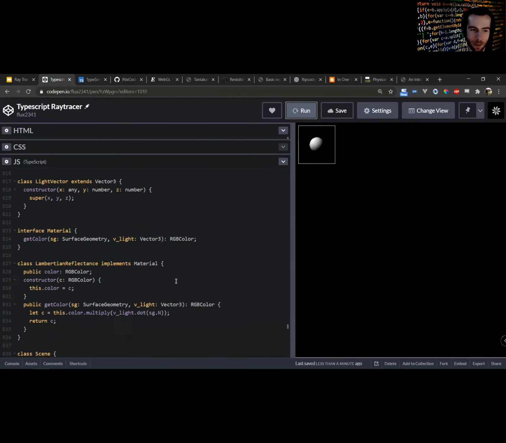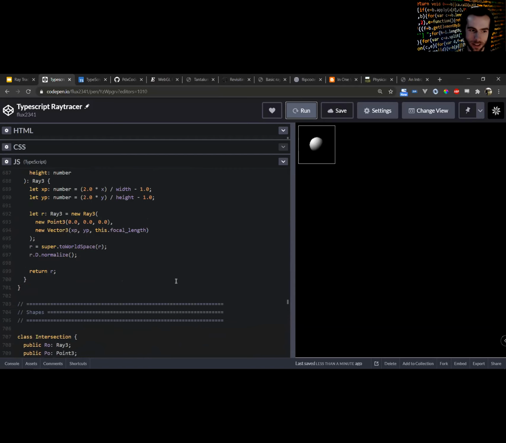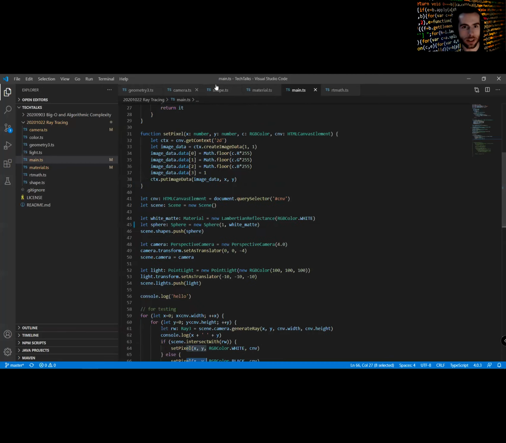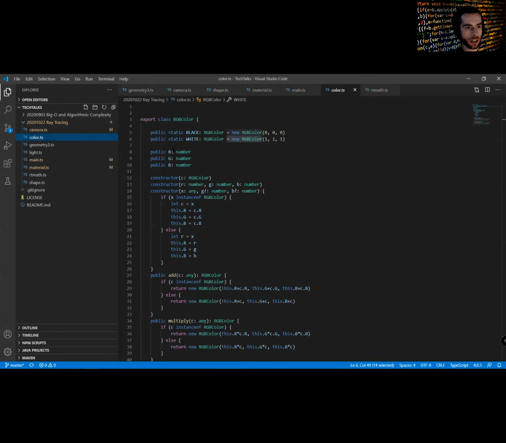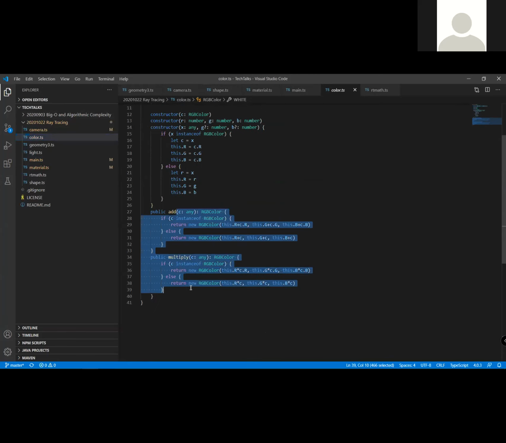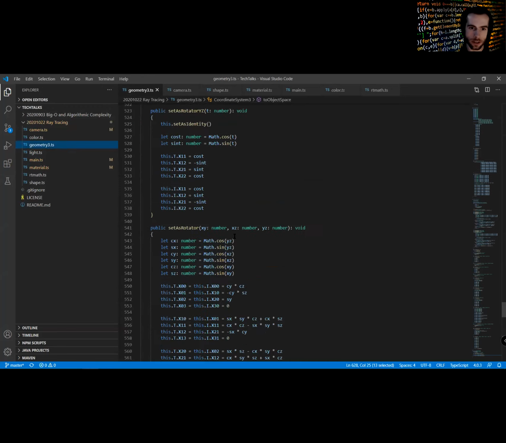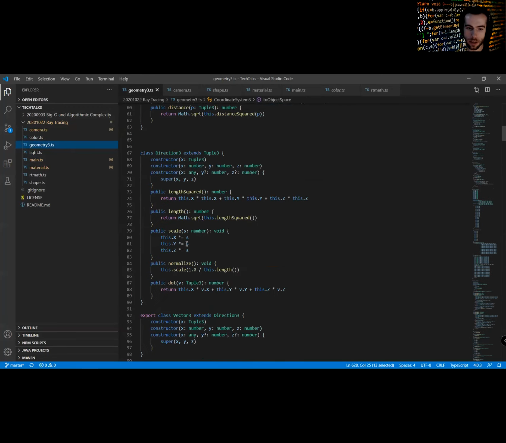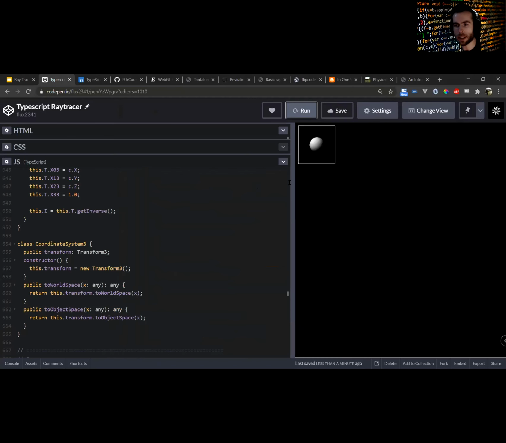Operator overloading is so convenient with these, especially when working with colors. It's super useful because you don't have to write dot add and dot multiply. You can just write the operators. It's also really nice for vectors and normals and points, just doing arithmetic on them. So yeah, I might continue working on it, expanding it, but I don't know.